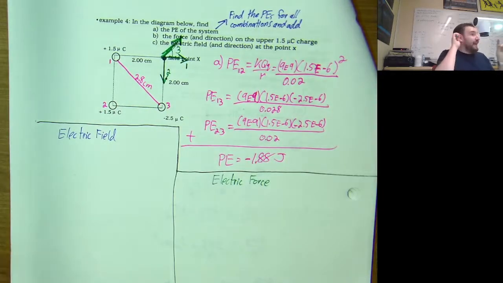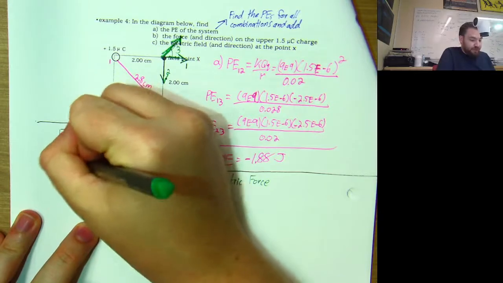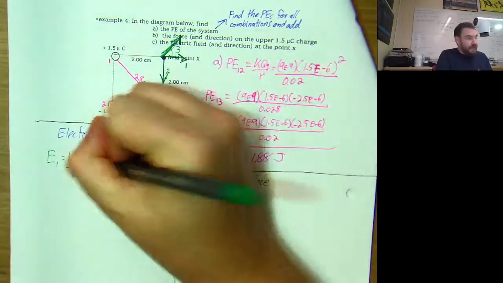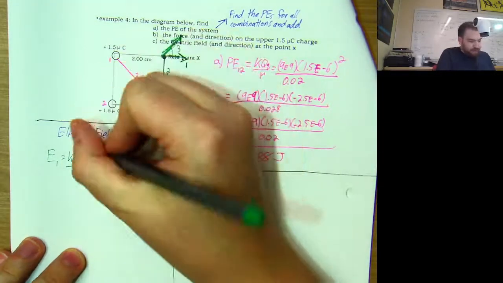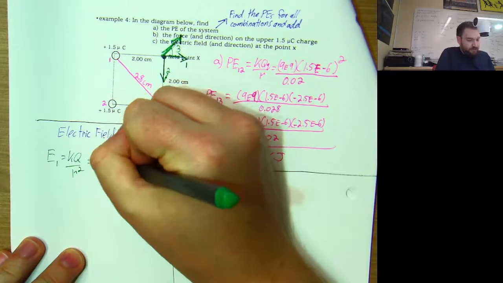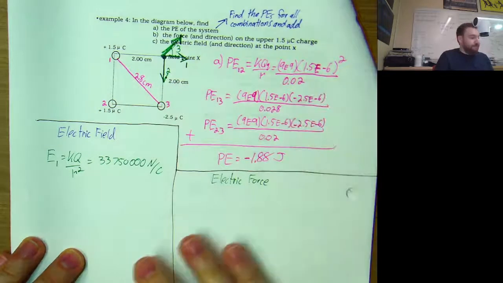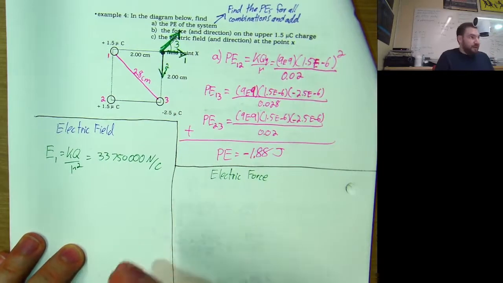So are you cool with calculating the individual fields? Like using this formula, electric field is equal to KQ over R squared. Okay, so then I'm not going to plug in all those values. I'll tell you that the electric field from 1, this guy here, is 33,750,000 newtons per coulomb. So that's one value you're looking for.